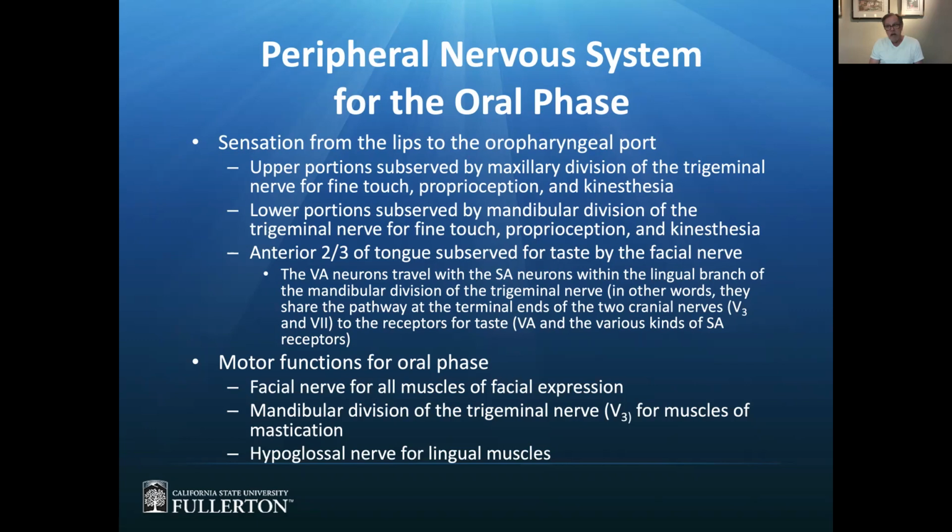Now, for taste, which is after all part of swallowing, it helps if you taste what you're preparing orally. The anterior 2/3 of the tongue is subserved for taste by a branch of the facial nerve. And the visceral afferent neurons travel with the somatic afferent neurons with the lingual branch of the mandibular division of the trigeminal nerve. In other words, those two parts of your afferent system, one for taste, which is visceral, and one for tactile, which is somatic, are carried by the same nerve. Different separate neurons combined into the same nerve, and what nerve? The lingual nerve. The lingual nerve is a branch of the mandibular division of 5, but it carries not just information for fine touch, proprioception, and pain and temperature, but for taste as well.